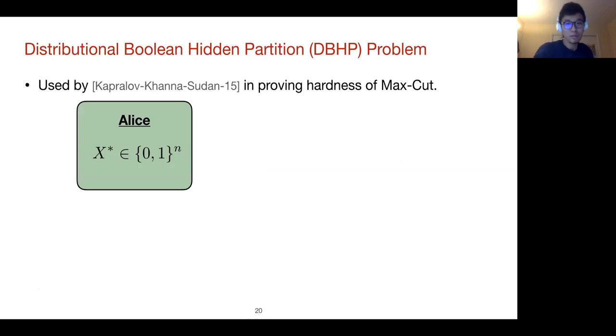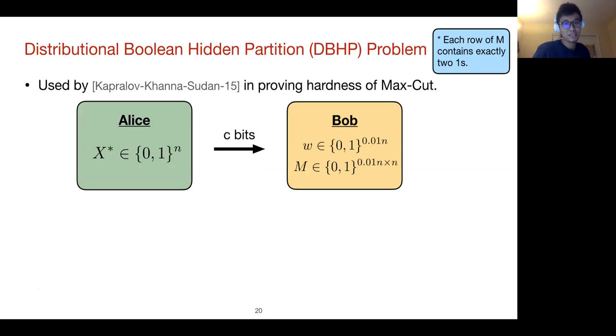This is a 2-player 1-round game where Alice has a hidden partition encoded by Boolean string X star. And Alice can send C bits to Bob, which has 2 things. One is an indicator vector W of slightly smaller length, and a matrix M that encodes a matching over n vertices. Okay, and the goal is to distinguish the following 2 cases.